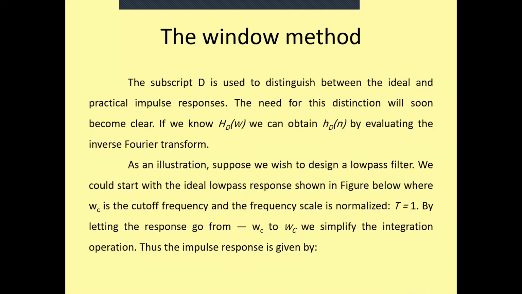Of course, using the inverse Fourier transformation equation. Now, the subscript D is used to distinguish between the ideal and the practical impulse responses. The need for this distinction will soon become clear, for if we know HD of omega, we can obtain HD of n by evaluating the inverse Fourier transformation. We said that practically we don't have sudden changes.